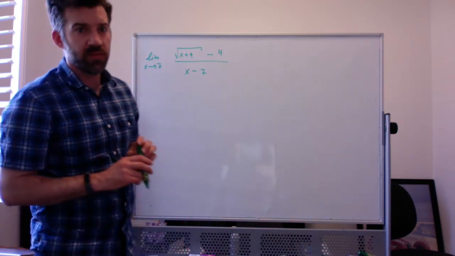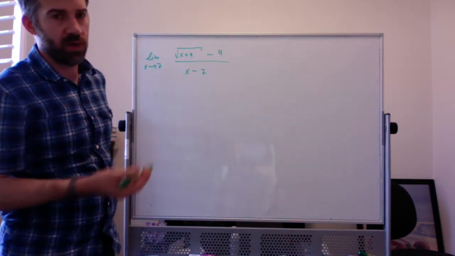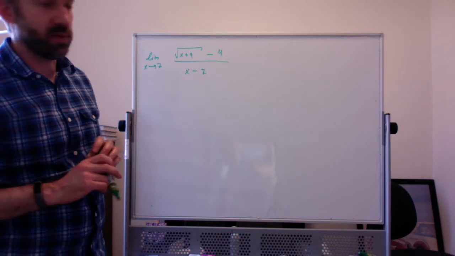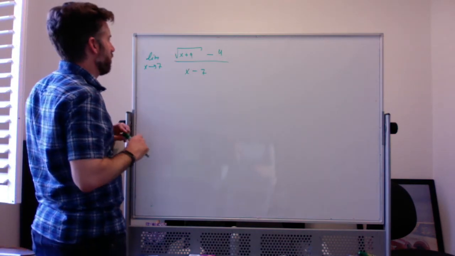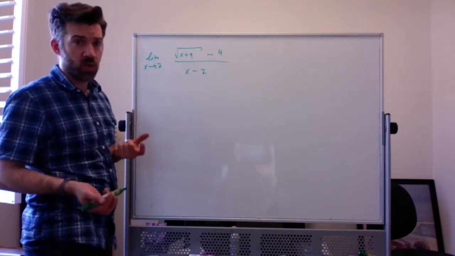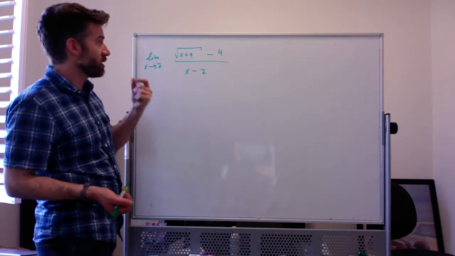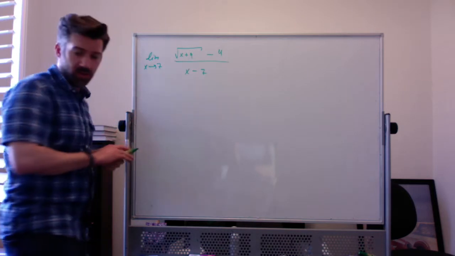Alright, here's a video about an example problem using conjugates to find limits. Here I have the limit as x goes to 7 of the square root of x plus 9 minus 4, over x minus 7. Clearly a 0 over 0 type of limit. If you plug in 7 for x, you get 0 on top and 0 on the bottom. And we're going to multiply by the conjugate.